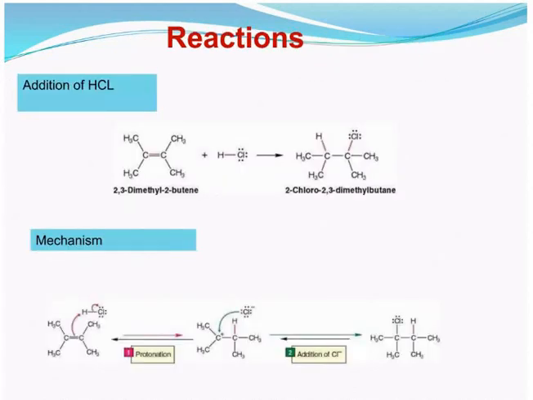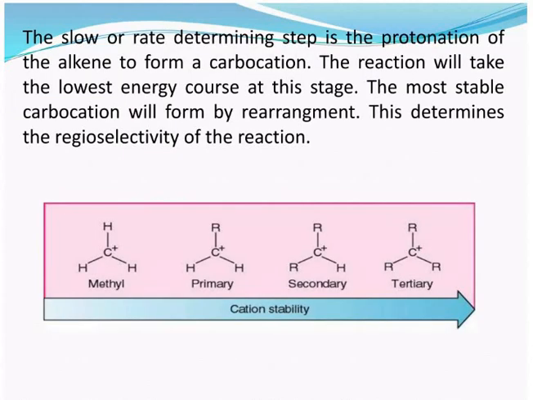So, reactions: addition of HCl. Look here, formation of 2-chloro-2-methylbutane. You can see the mechanism, how the double bond approaches H and Cl minus. You can see how it is attacking the carbocation. So the slow, or rate determining, step is the protonation of the alkene to form the carbocation.